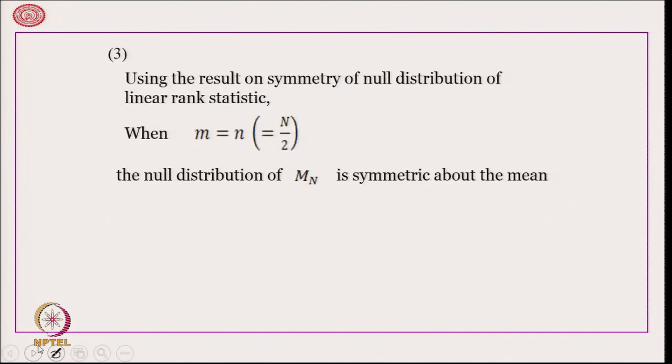The third one was that if m is equal to n, then the null distribution of M_n is symmetric about the mean. This we have already proved: for equality of m and n, all the linear statistics are going to be symmetric, therefore it comes naturally.